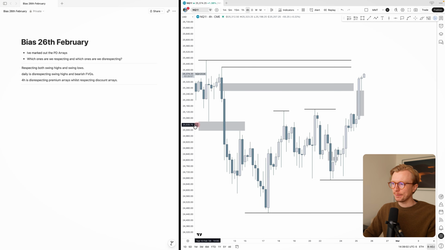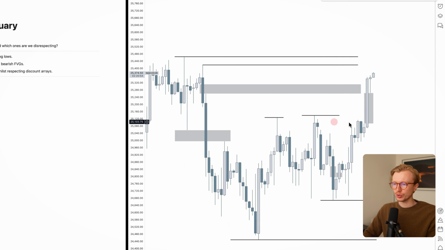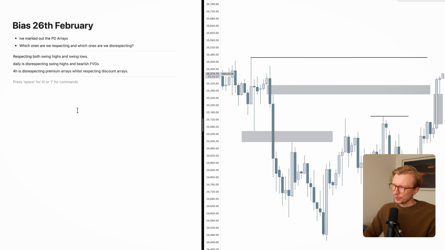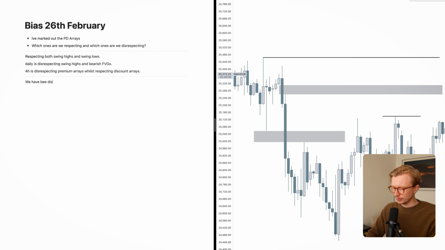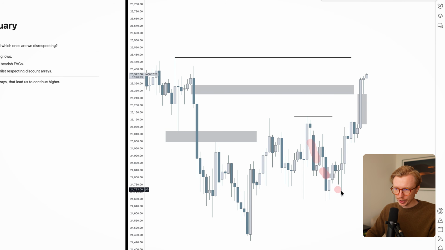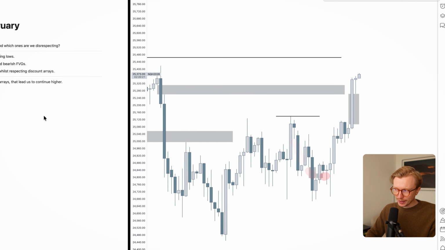So for example, what that means, if we take a look right here at this whole price action. Okay, let's remove a couple of things right now. This swing low, I don't believe is very relevant right here. Neither is this swing low right there. So let's clean it up a little bit. We can also remove one of these swing highs. Now, if we are looking at this, then we see we have been disrespecting premium arrays. That led us to continue higher eventually, because that's what we're seeing right here. We are disrespecting bearish fair value gaps right there, and we are respecting discount arrays.